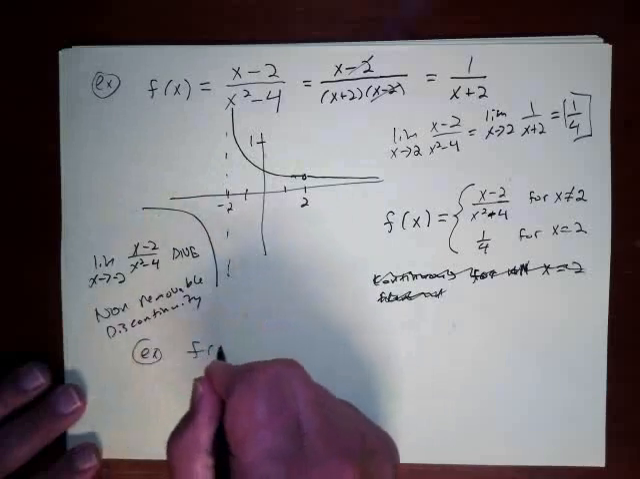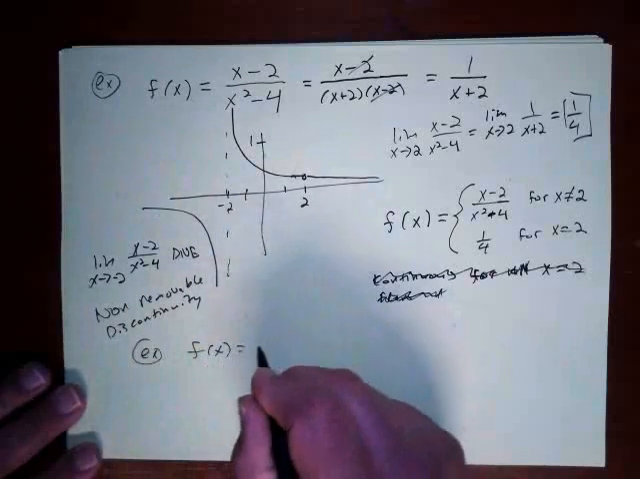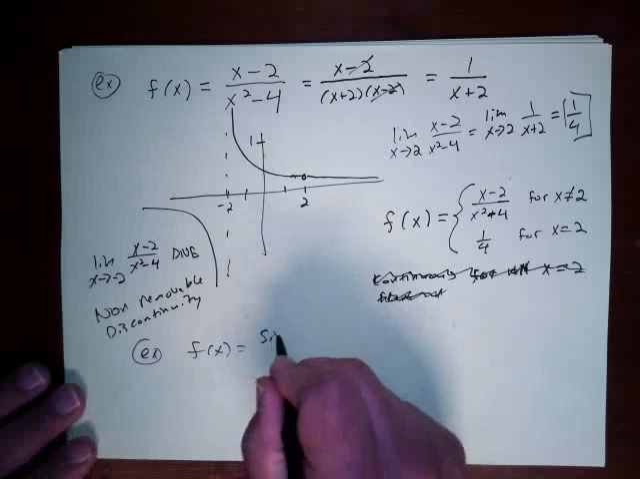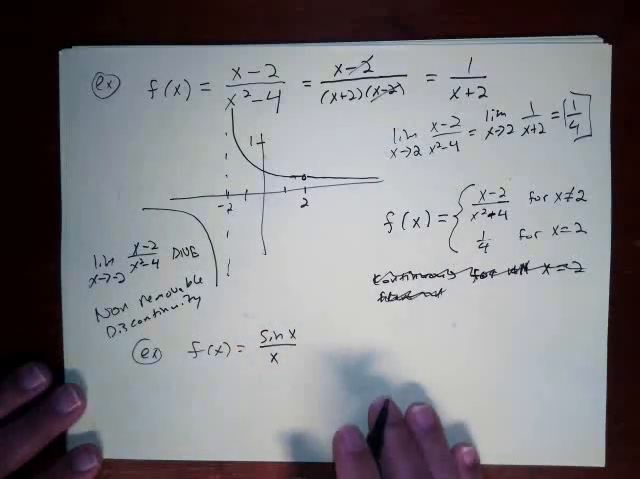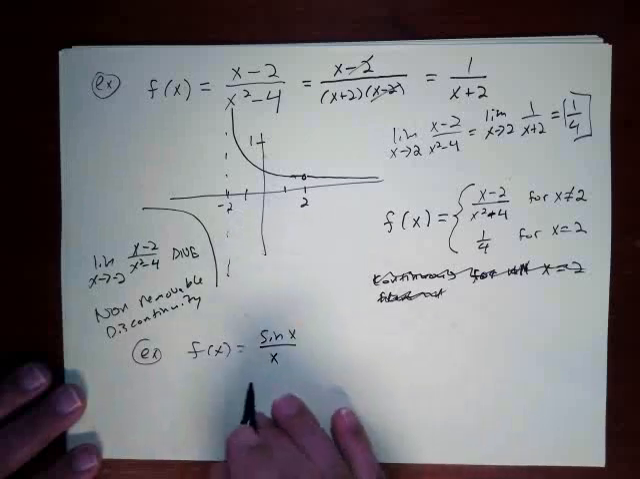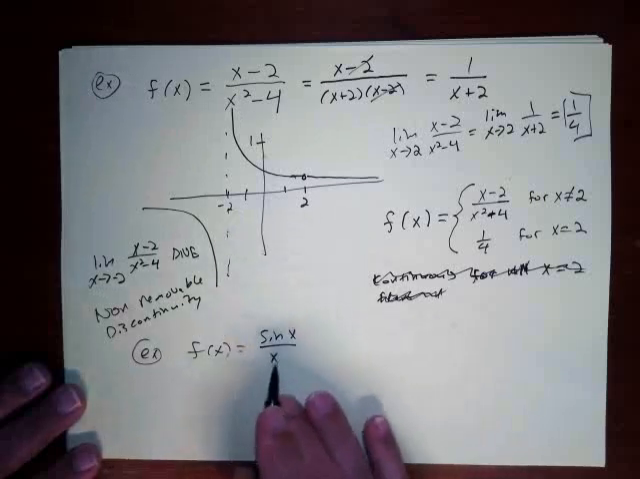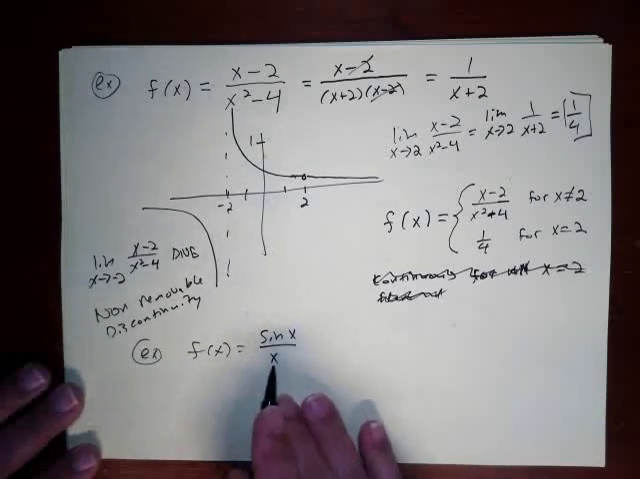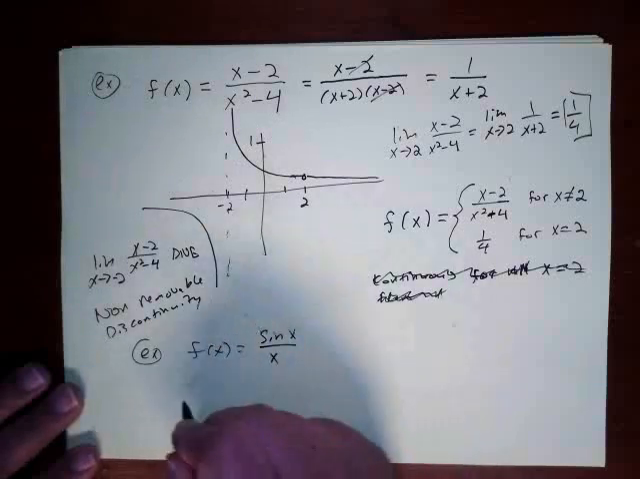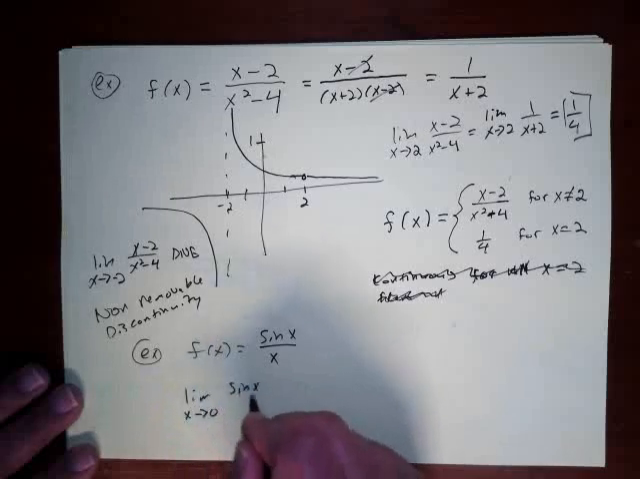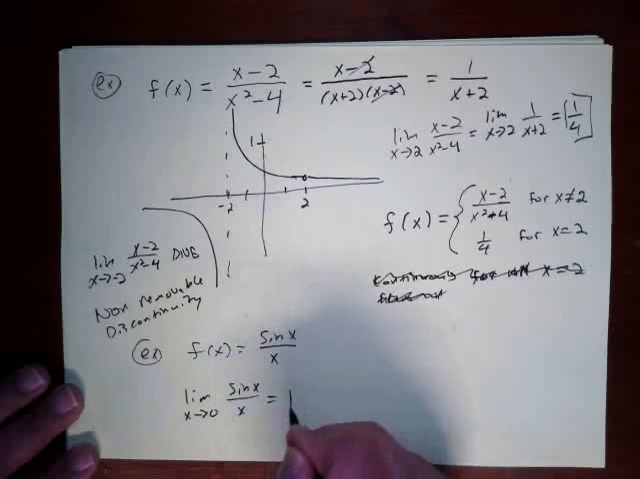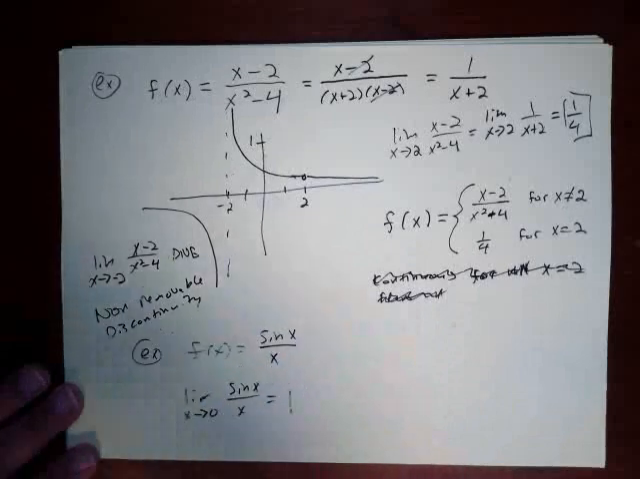If I had f of x is equal to sine of x over x, we can see that the function's not defined at 0, okay? But this was our function that had the special limit. Limit as x goes to 0 of sine of x over x was just equal to 1. So the limit does exist.